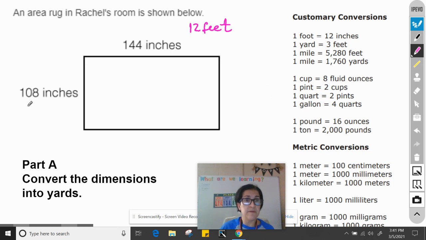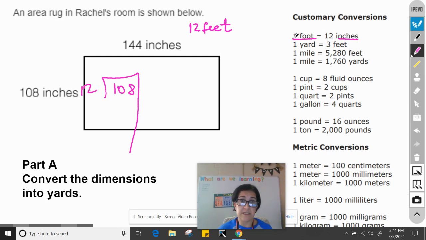Then you do the same thing with this, 108 divided by 12 to go from inches to feet. Okay, so here you can try. We did, it is 12 times, actually 9, because 9 times 10 is 90, 9 times 2 is 18, and 18 plus 90 is 108.